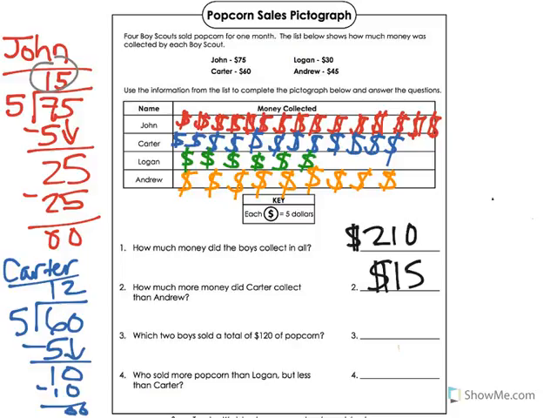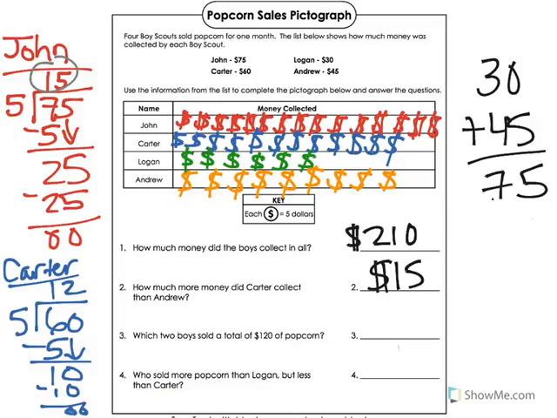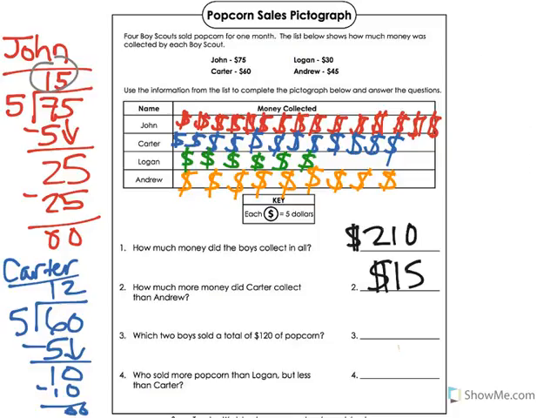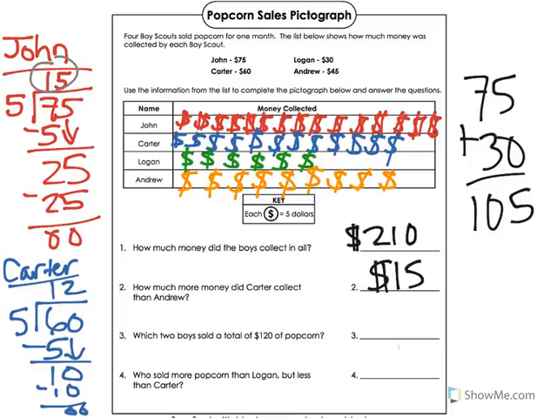Alright, let's try Logan and Andrew. So 30 plus 45. 5 plus 0 is 5, and 4 plus 3 is 7. Well, that's under what we want, so we can't do that. It's not those two. Alright, let's try John and Logan. So 75 plus 30. 5 plus 0 is 5, and 7 plus 3 is 10. That's 105. We're getting closer. Not quite there.